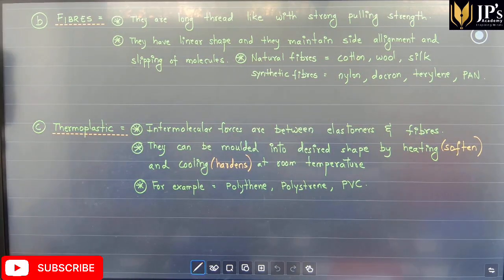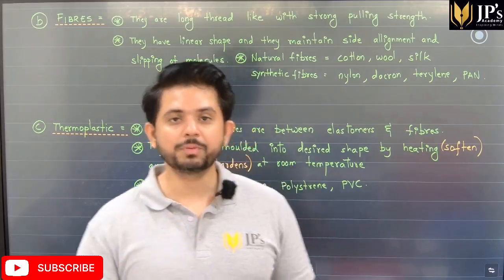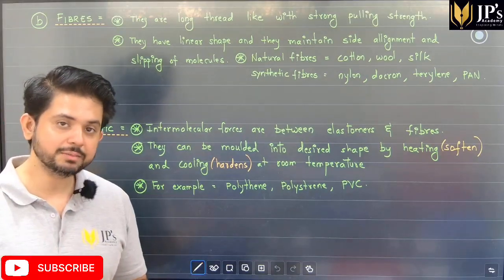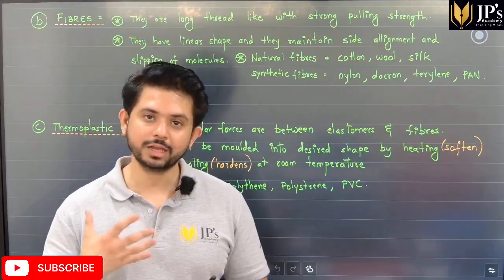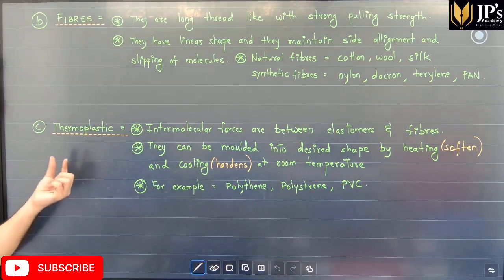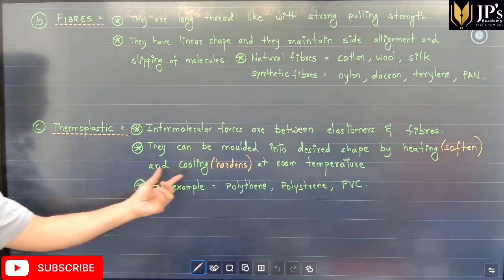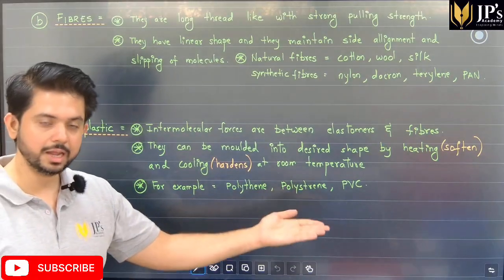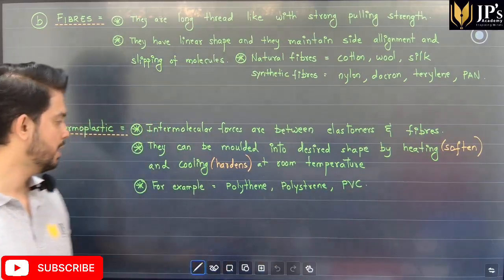Next, very important, thermoplastic. As the name suggests, students, the main property that we have in these polymers is that when you heat them, they soften on heating. So you can give them the required shape, and when they cool down, they harden. So they can be molded into desired shape by heating, soften on heating, and then they harden on cooling at room temperature. Some examples are polythene, polystyrene and PVC. PVC, students, you would have heard PVC pipes, polyvinyl chloride pipes.